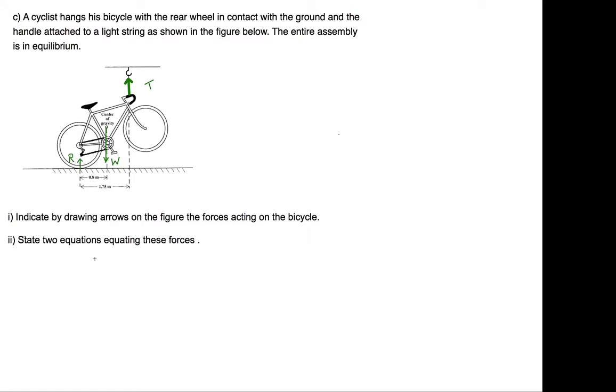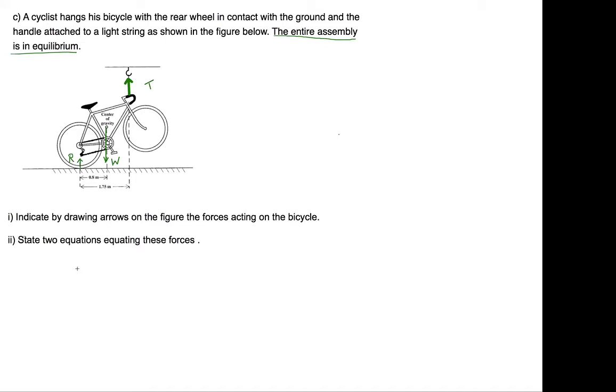Okay, so question 2 says, state two equations equating these forces. And so now this is where you have to use your knowledge of equilibrium to come up with these forces. So the key that they gave you in this question is that they said the entire assembly is in equilibrium. So you pull out all the information you know about equilibrium. What are the things that hold true when something is in equilibrium? First, there's the principle of equilibrium that says that the sum of the forces in one direction equals the sum of the forces in the opposite direction.